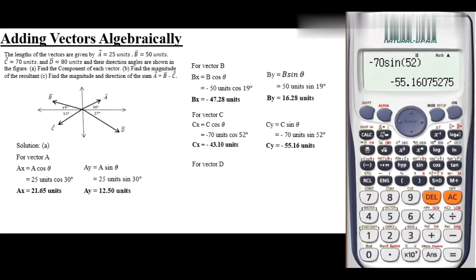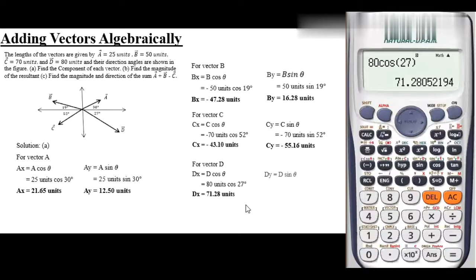For vector D, Dx is equal to D cosine theta. And then substitute the values. We have 80 units cosine 27. So positive 80 since vector D is plotted in the fourth quadrant at ang x component sa fourth quadrant is positive. Plug in the values to your calculator. That is 80 cosine 27. That is equal to 71.28 units.